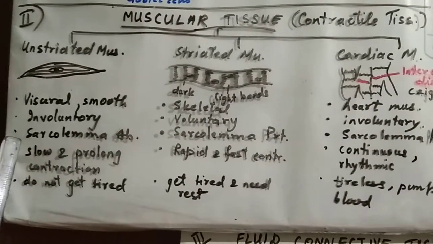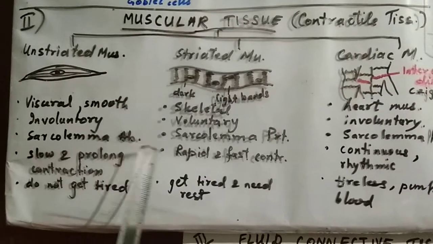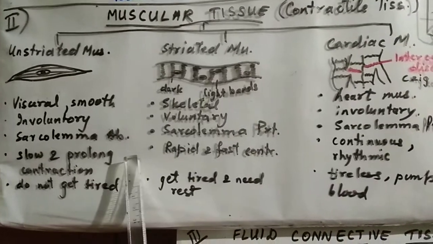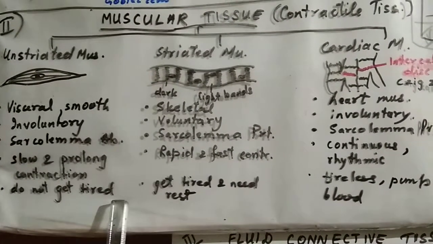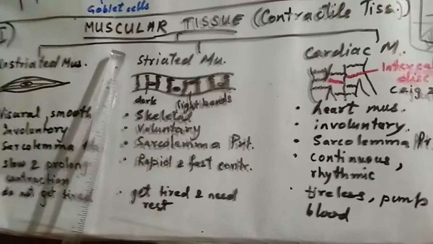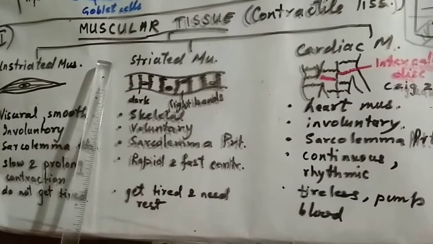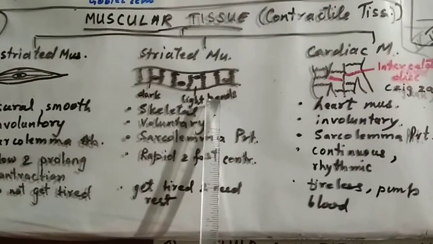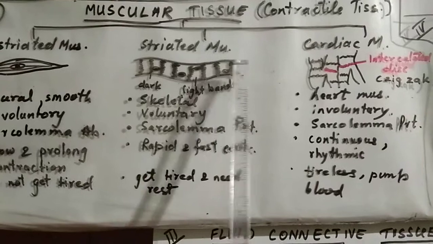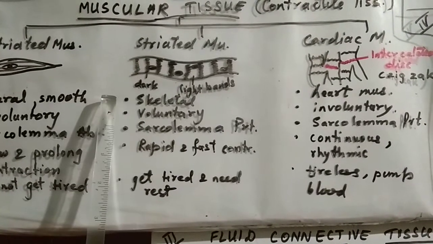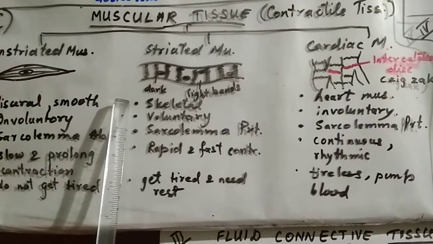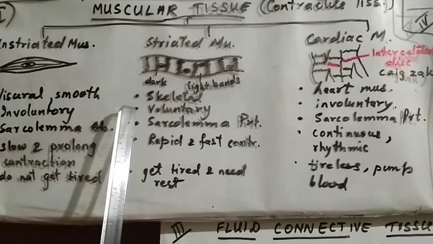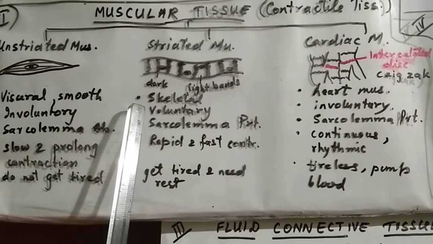In them, the outer layer, sarcolemma, is absent. They are slow in function but help in prolonged contractions. They do not get tired easily. The second type is striated muscles. Striated means they have dark and light bands, as you can see, and they have many nuclei. They are attached to the bones generally, so they are also called skeletal muscles. They are under the control of the brain, so they are voluntary in function.